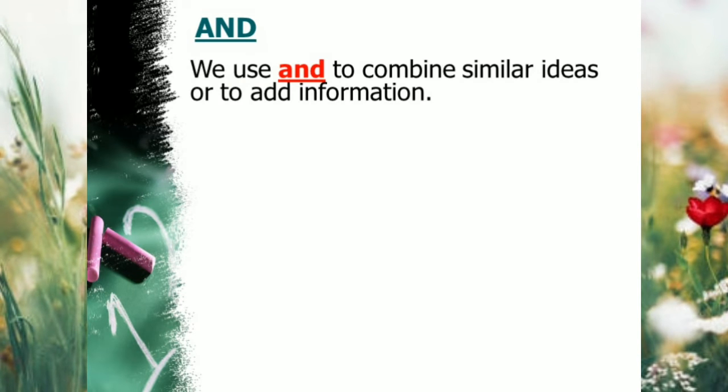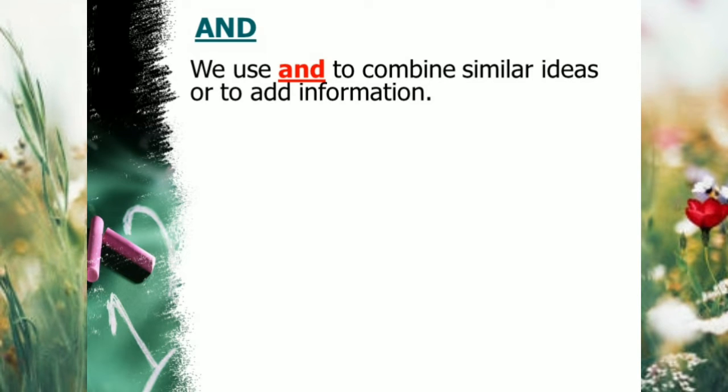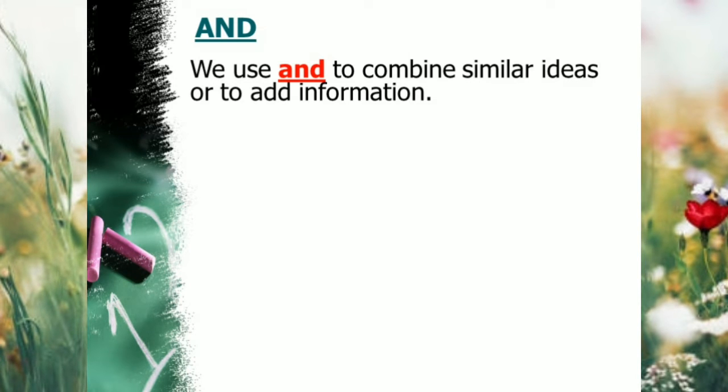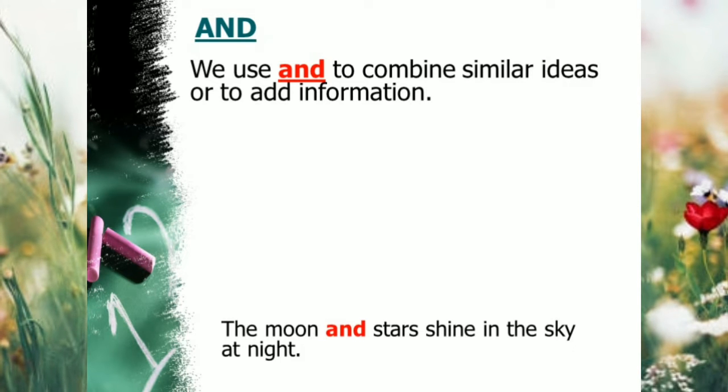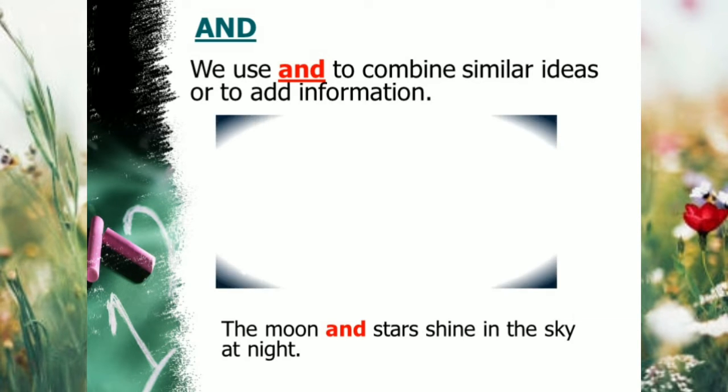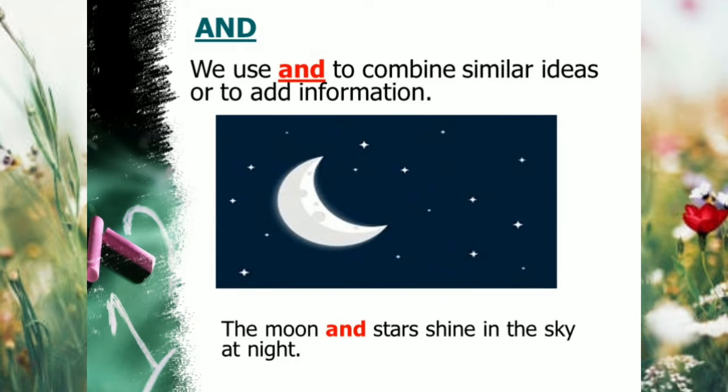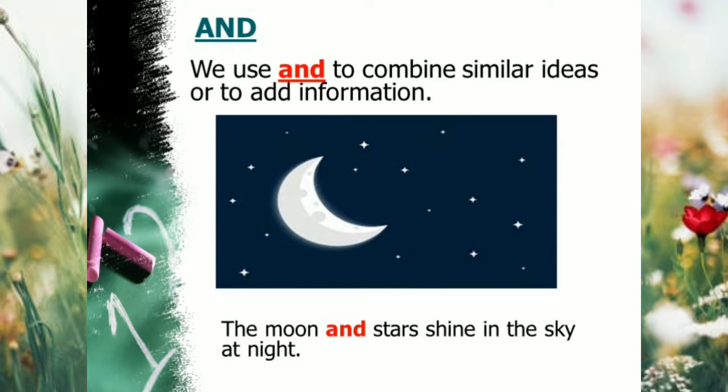Now we will learn about and. We use and to combine similar ideas, or if we want to add more information to a particular thing. Now see the example. The moon and stars shine in the sky at night. At night time when you look towards the sky you will see the moon as well as stars. So we are talking about similar things. Both are there. So therefore we have used and here.